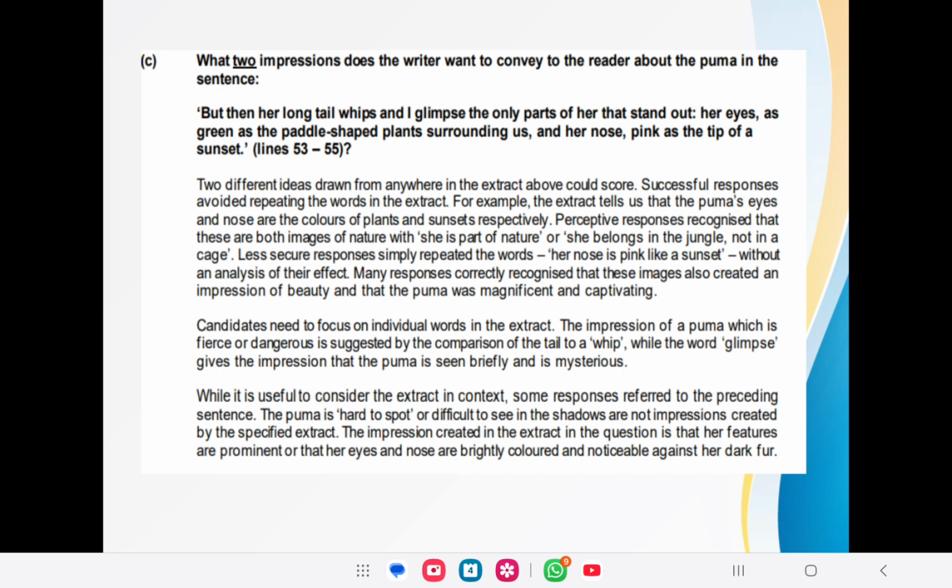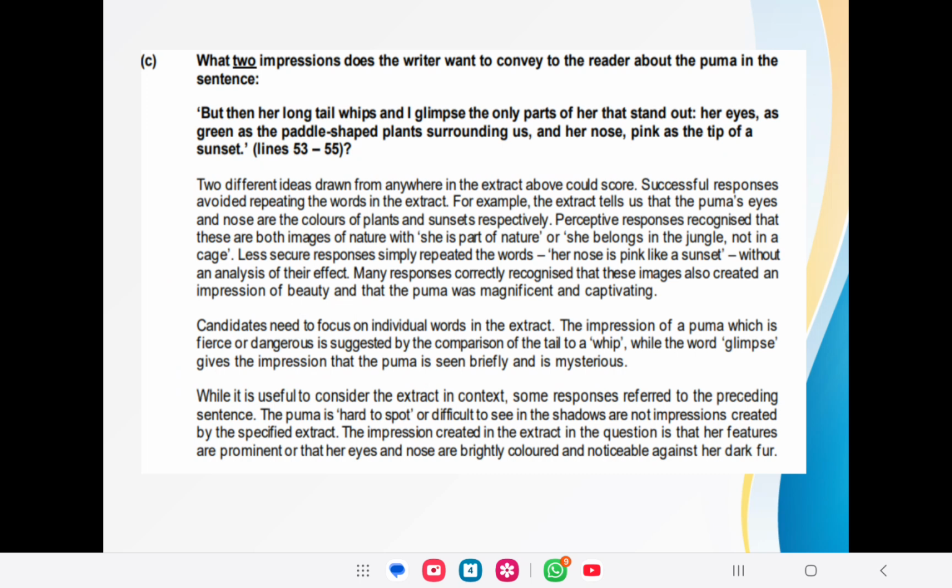Less secure responses simply repeated the words. Her nose is pink like a sunset. You have no marks for that. Without an analysis of their effect, many responses correctly recognize that these images also created an impression of beauty, and that the puma was magnificent and captivating. So basically, when you are talking about her eyes, when you are talking about her nose, you are talking about her beauty. So these are also quite successful answers.